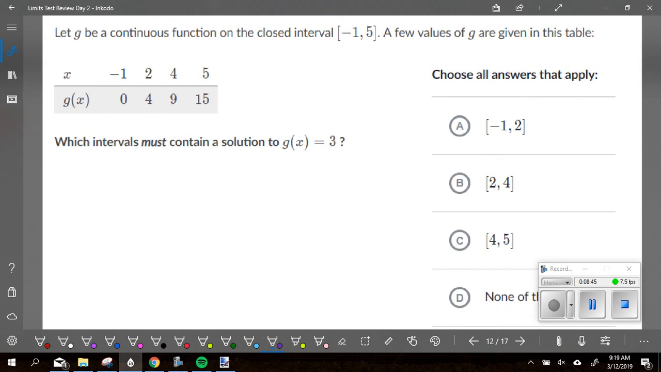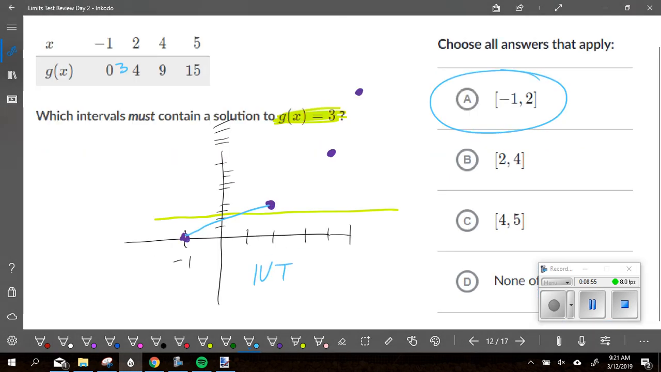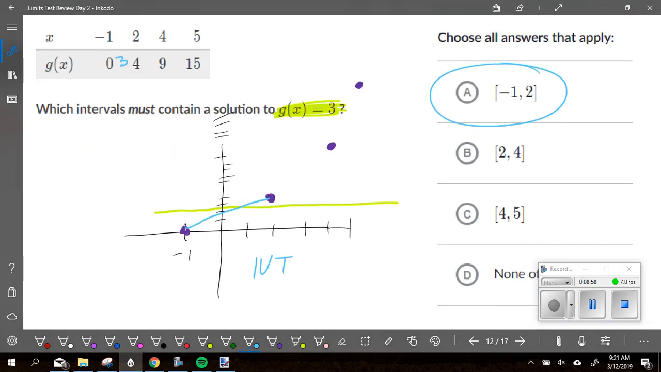Let g be a continuous function on the closed interval from -1 to 5. A few values of g are given in that table. Which interval must contain a solution of 3? The answer is A, because IVT. We could graph that really quickly. 3 falls between 0 and 4, so we can see that, and you can obviously see from the lines that in order to hit y equals 3, it's between these 2 dots that's going to happen.